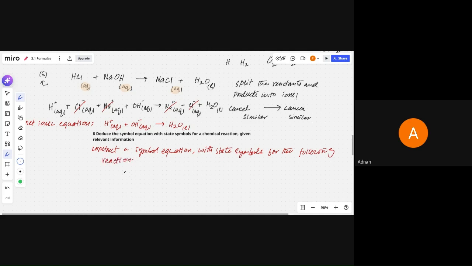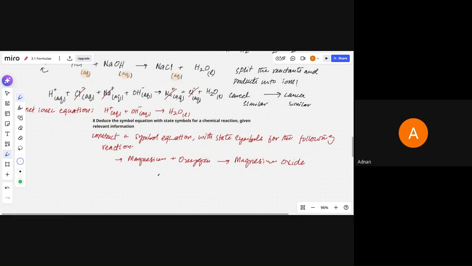Okay, so the word equation is given, and you will have to convert it into a symbol equation. So magnesium plus oxygen reacts to produce magnesium oxide. How do we write a symbol equation for this? Magnesium is a metal, so it will be on its own, Mg, and metals are solid. So you write (s) in parentheses, then plus, then oxygen.